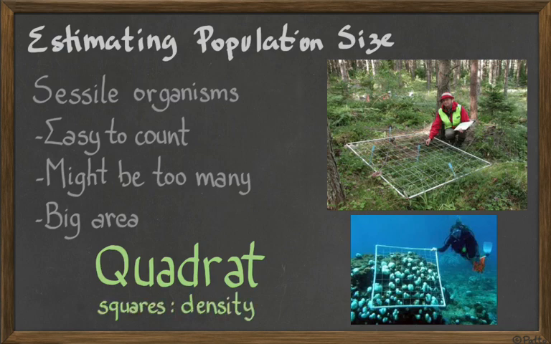So basically, you use quadrats. But when you use quadrats, you're not counting the population. You are actually estimating the density of individuals in a certain area. So be aware of that. Quadrats estimate density.